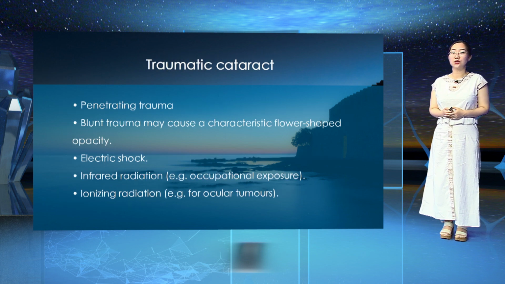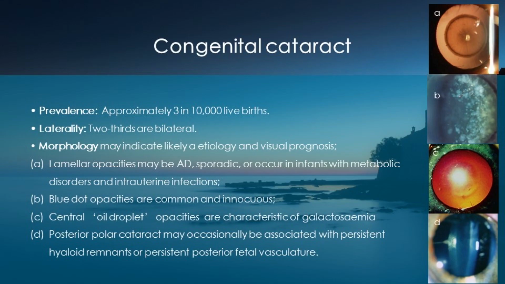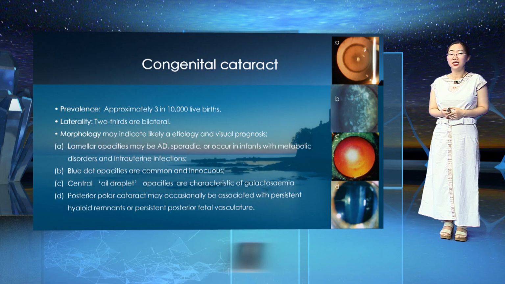Traumatic cataract, including penetrating trauma, blunt trauma, electric shock, infrared radiation, and ionizing radiation. Congenital cataract. Prevalence, approximately 3 in 10,000 live births.